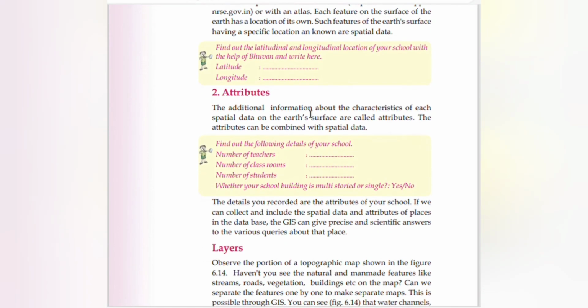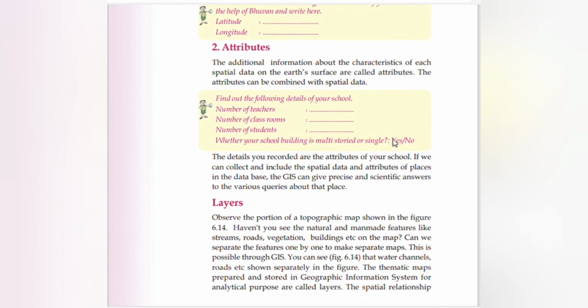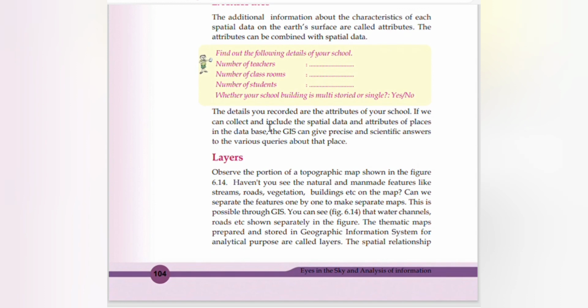Attributes. Additional information about the characteristics of each spatial data on the earth's surface are called attributes. But attribute can be combined with spatial data. Find out the following details of your school. That is about the teachers, classroom, students, whether your school building is multi-stored or single. Details you recorded are the attributes of your school.